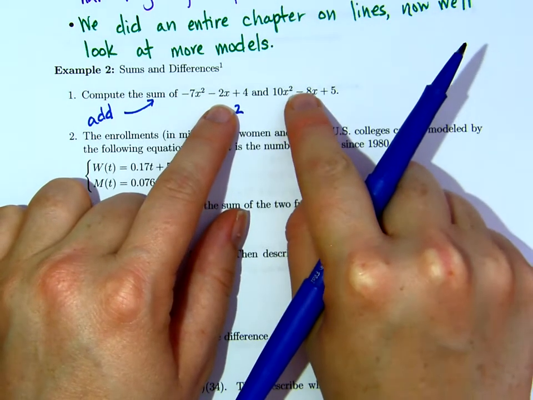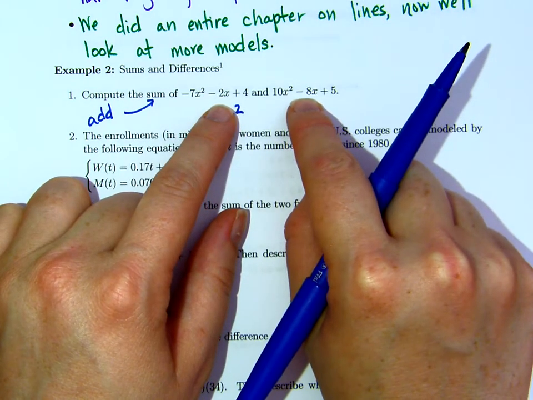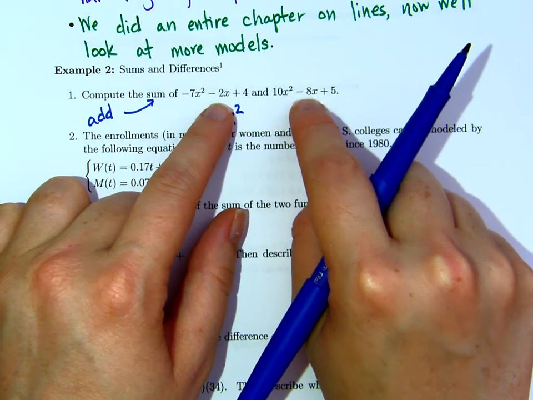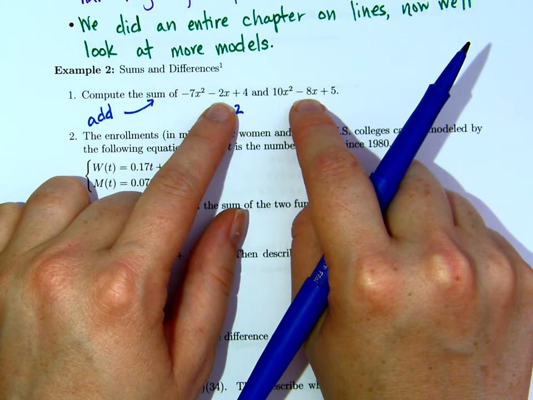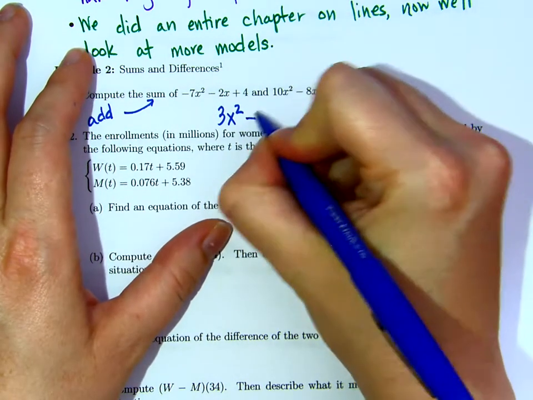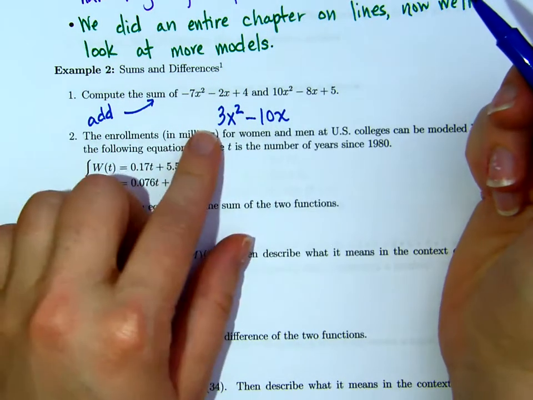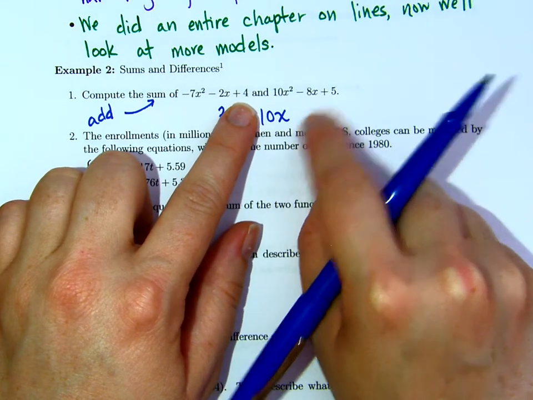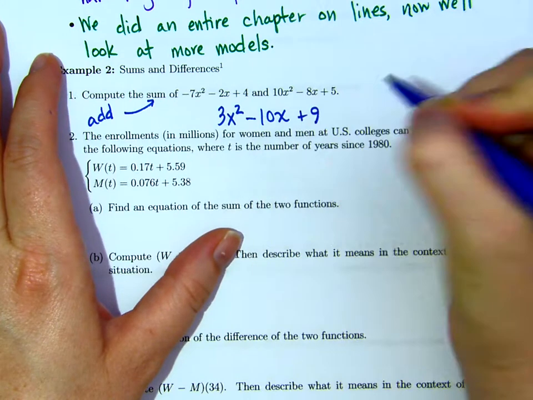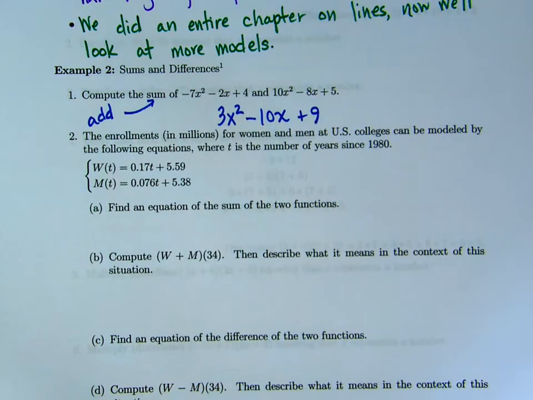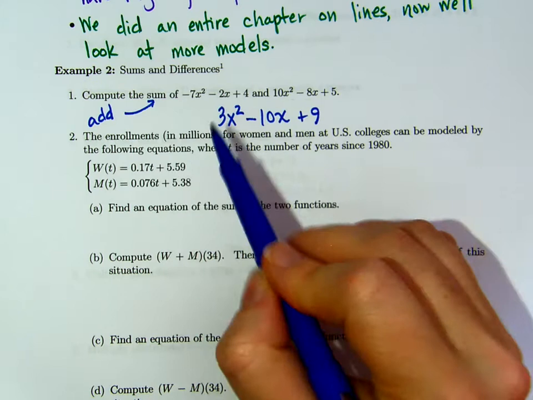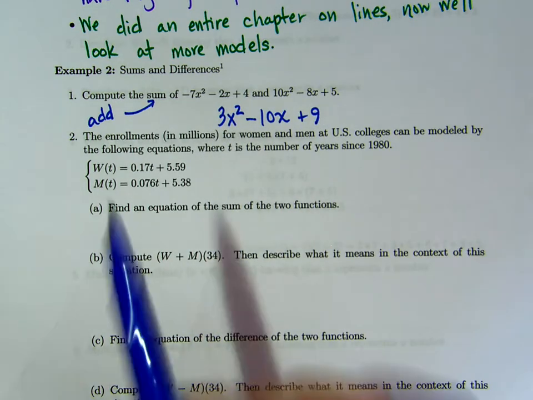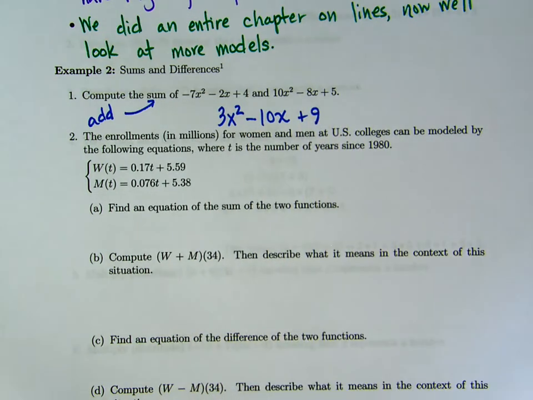Negative 2x and an additional negative 8x, so altogether negative 10x. So I'm minus 10x. Got it. And 4 plus an additional 5 is plus 9. Got it. So we just took two quadratics and we added them together to create a new quadratic. So this one plus that one made a new one.